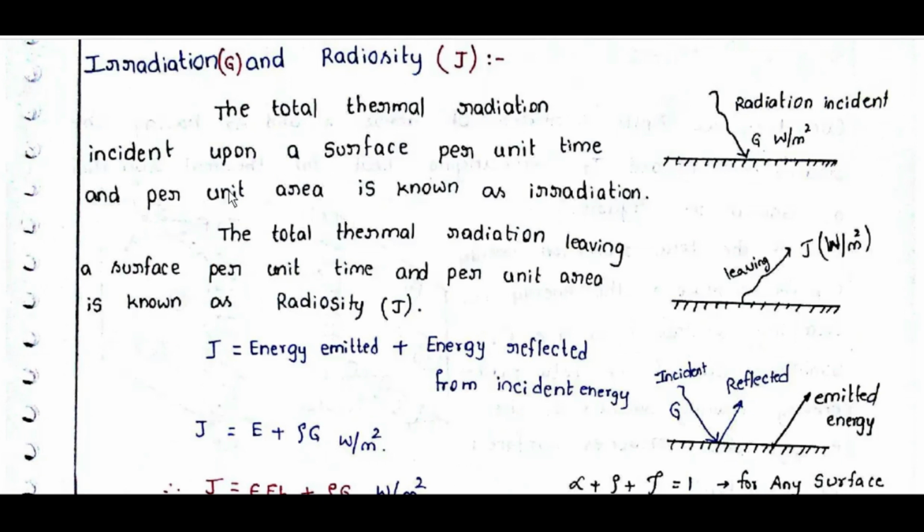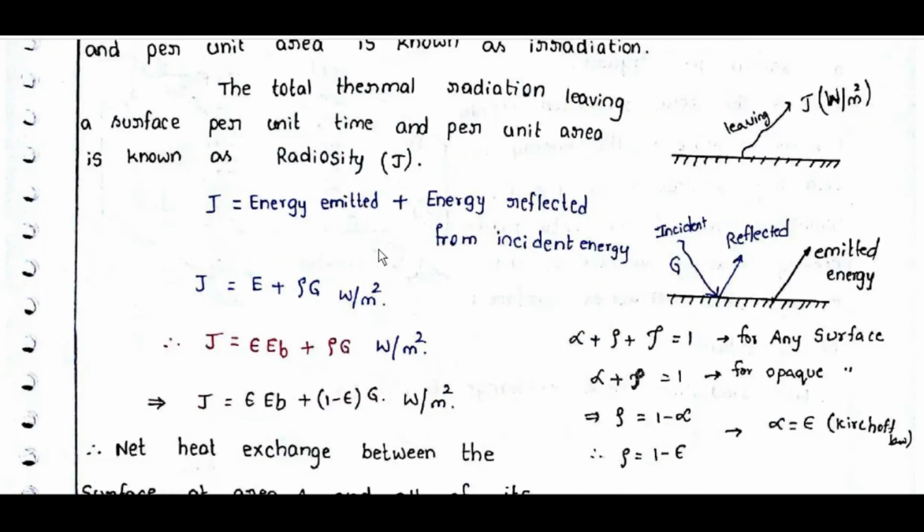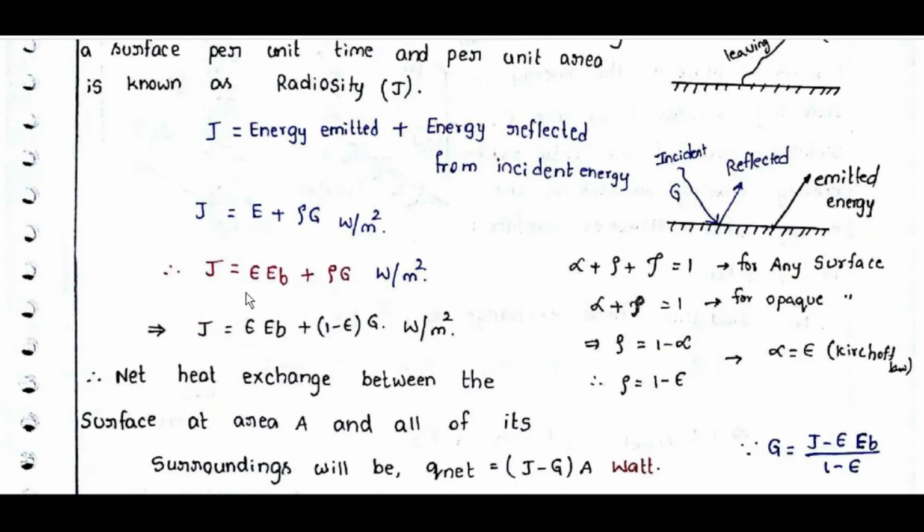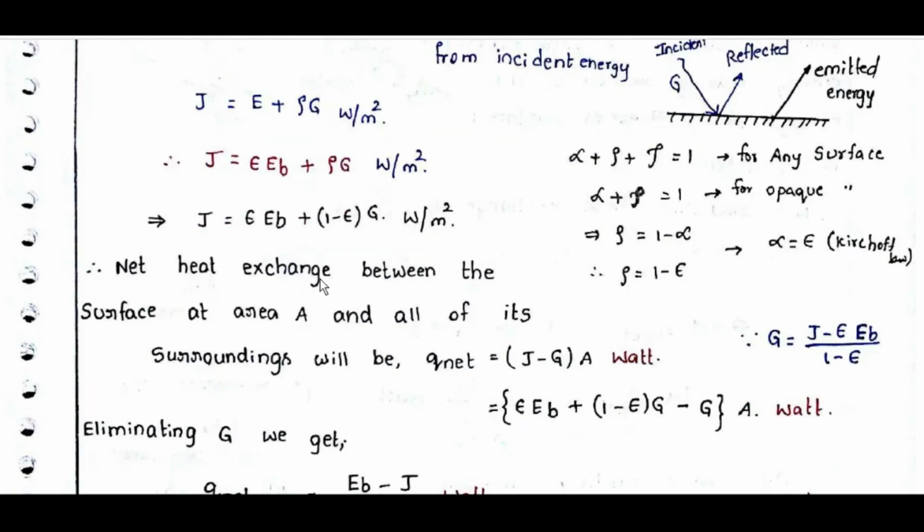The thermal radiation incident upon a surface per unit time and per unit area is known as irradiation, that is G. The total radiation energy leaving a surface per unit time per unit area is known as radiosity J. J is equal to energy emitted plus energy reflected from incident energy. J is equal to E plus rho G watt per meter square. J is equal to epsilon EB plus rho G watt per meter square. J is equal to epsilon EB plus 1 minus epsilon into G watt per meter square.